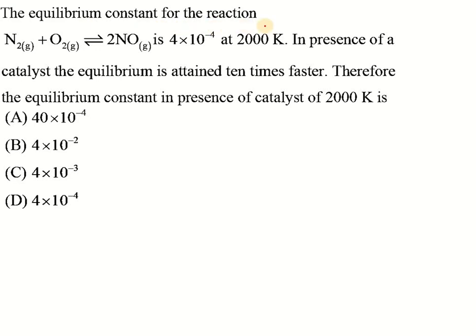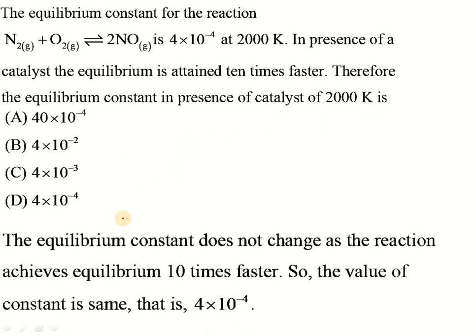Next, the equilibrium constant for the reaction N2 plus O2 gives rise to 2NO is 4 into 10 to the power minus 4 at 2000 Kelvin. In presence of a catalyst, the equilibrium is attained 10 times faster. Therefore, the equilibrium constant in presence of catalyst at 2000 Kelvin is? Usually a catalyst does not affect the equilibrium constant. So it remains the same. So the fourth option is the right option.